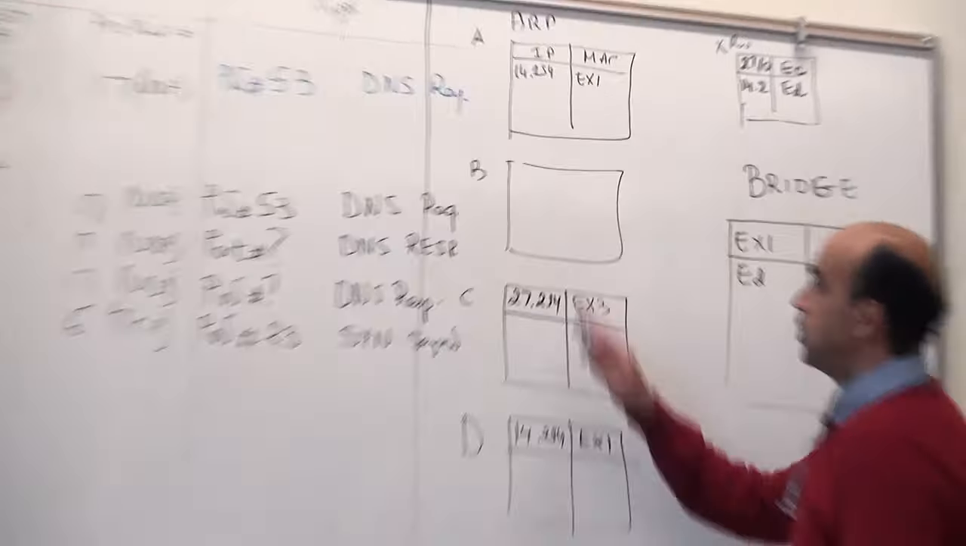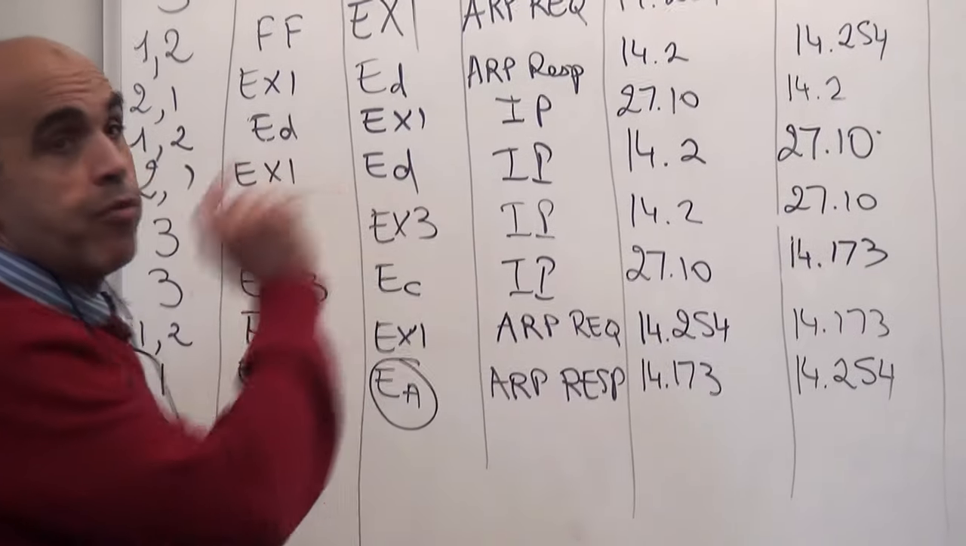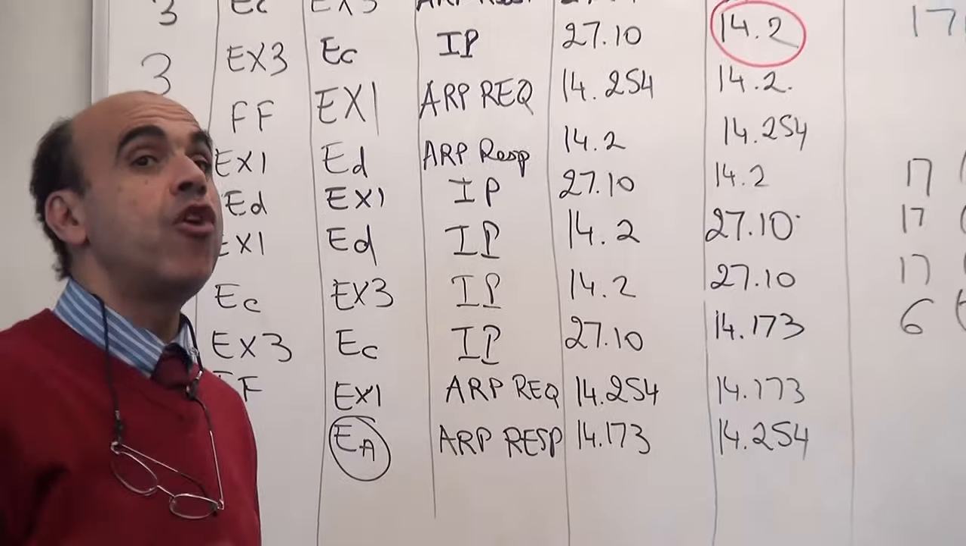When EA responded and put it on segment 1, the bridge would have seen that. Since it saw the source, would it record where EA is? By the way, that's very good. When A answered, remember that's the source. The bridge sees it, right? So what will it learn? It will learn where A is. So what will we have here? EA, on port 1. So the bridge will learn about A.